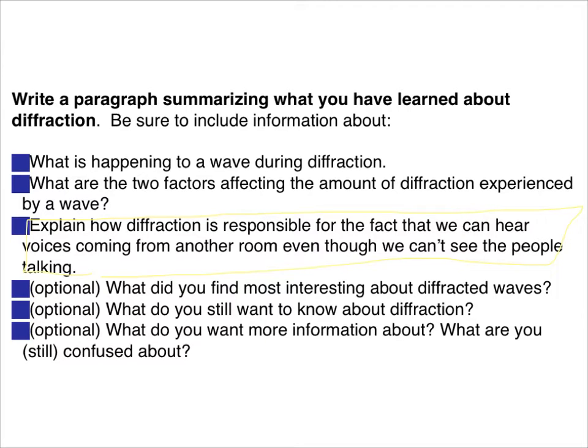Is there anything else you want to know about diffracted waves? Is there any other phenomenon that you wonder, is this an example of diffraction? Please feel free to ask those and just include that in your summary paragraph.